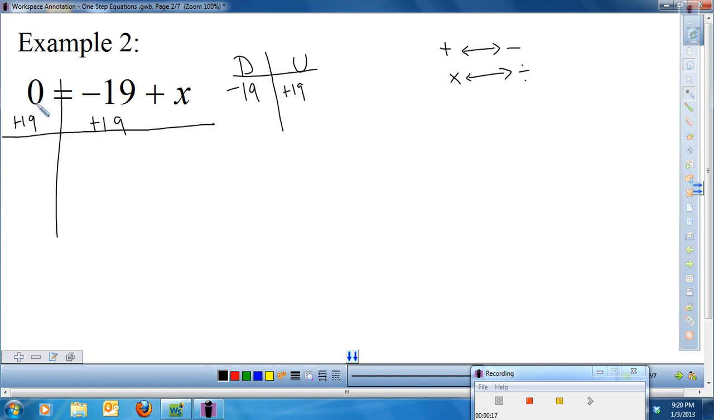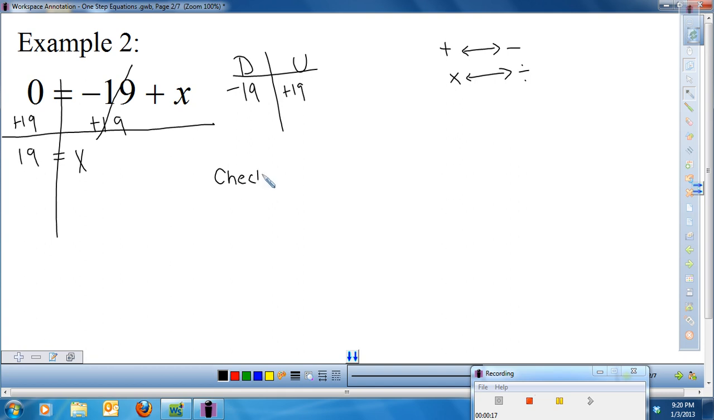So now I'm going to simplify. 0 plus 19 is 19. Anything plus 0 is itself. Negative 19 plus 19 is 0. Now I know that, so I'm not even going to write 0. I'm just going to cancel that out. I still have that positive x. I'm going to bring down x. I have x equals 19. Now, I should always check that to make sure it's right.